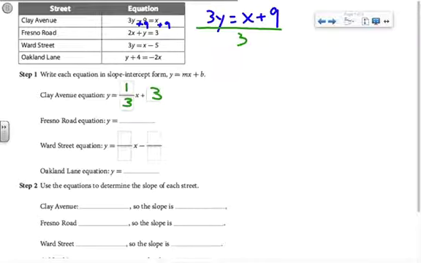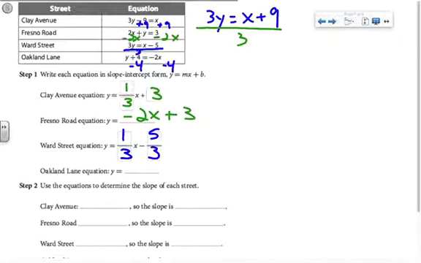In Fresno Road's equation, in order to get y by itself, I just need to subtract 2x from both sides. So I'll have y equals negative 2x plus 3. For the Ward Street equation, I need to divide both sides of the equation by 3. And when I do, I have y equals 1/3 x minus 5/3. And then the last equation, in order to get y by itself, I'm subtracting 4 from both sides. So I have y equals negative 2x minus 4.